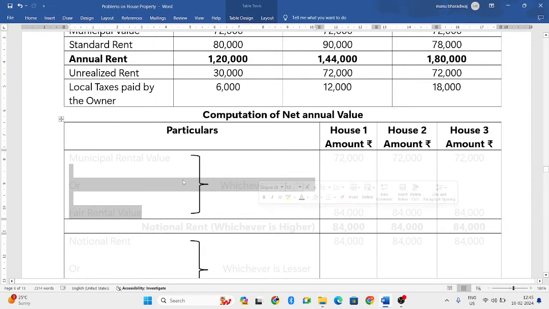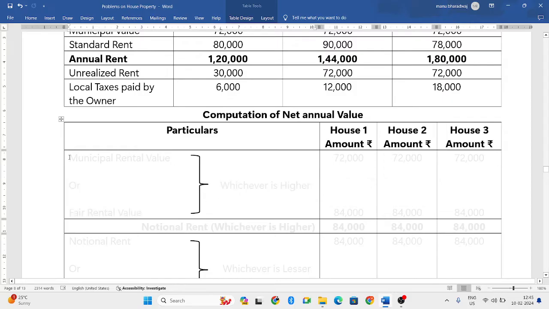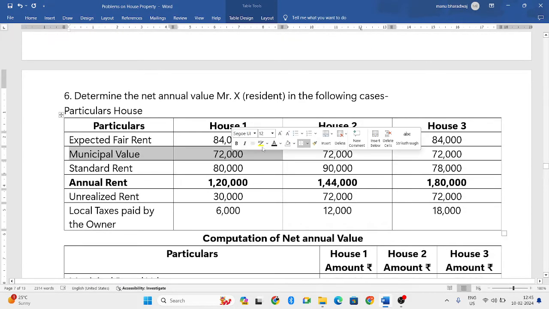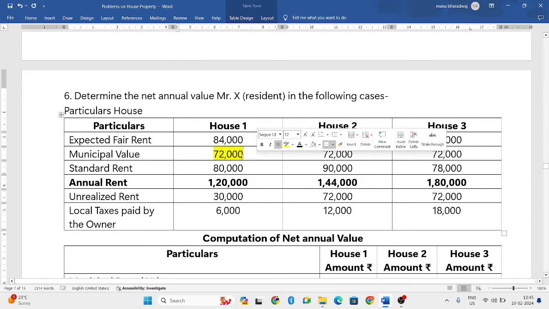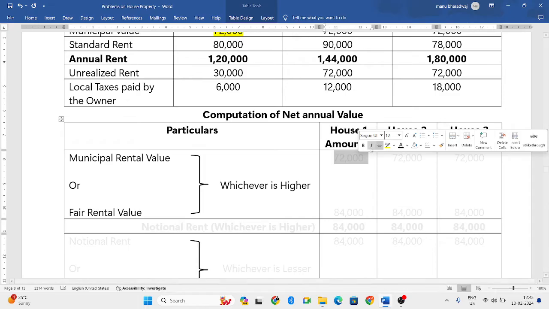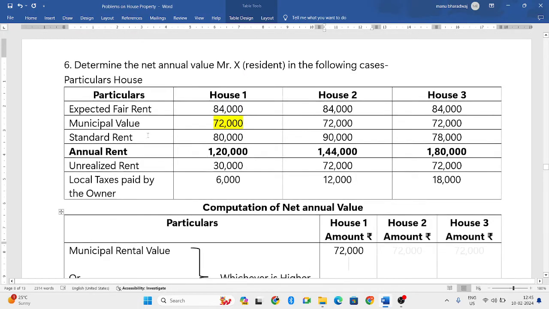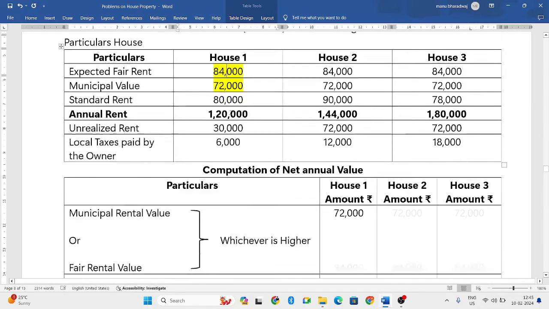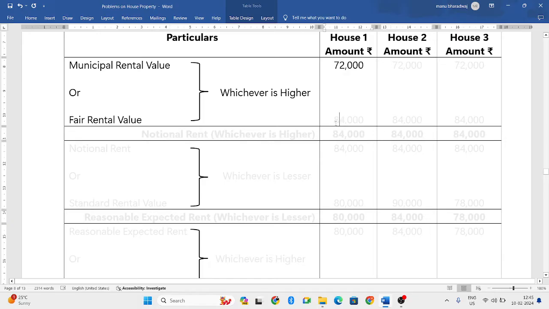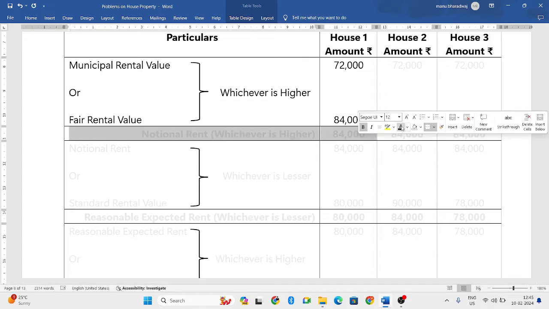First, always you have to compare municipal rental value with fair rental value. So MRV with FRV. In the question they have given the municipal rental value of house A is 72,000. So I will write that 72,000 here, municipal rental value. Next, fair rental value. Fair rental value they have not given. No, they have given, sorry, expected fair rent they have given. It is 84,000. So fair rental value will be 84,000. Out of these two, whichever is higher, we have to consider it as notional rent.